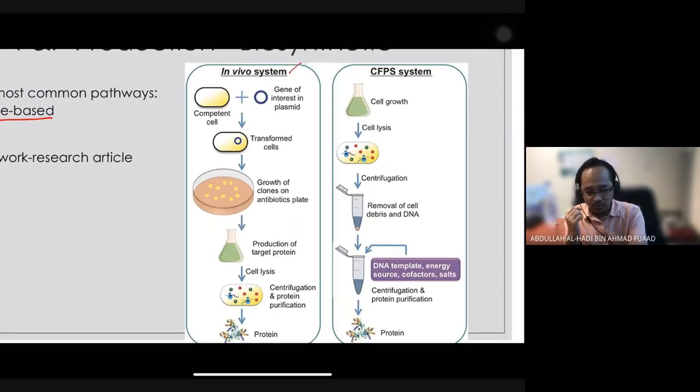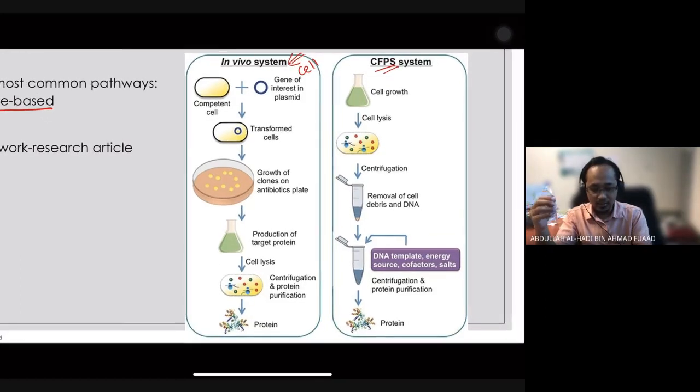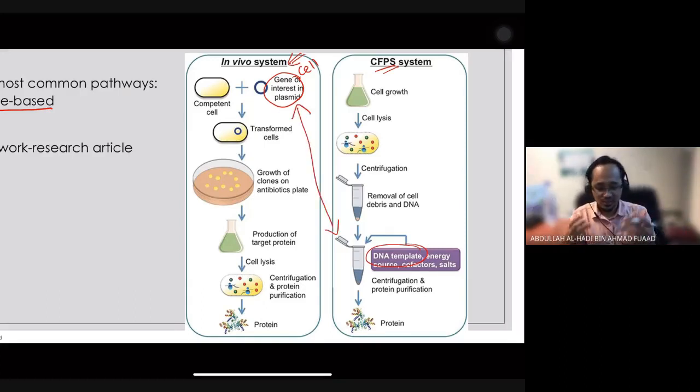So this is a cell-free based synthesis. The in vivo system is, for example, the cell-based one that we just talked about in the previous slide, and CFPS is the cell-free system, whereby you can see here the steps are slightly different. Okay, but the most critical thing, the similarity between those two technologies, is this. One, you have the gene or the DNA of that particular protein. Over here, you have the DNA template. Okay, so those are the two different things. Otherwise, everything else is more or less the same.